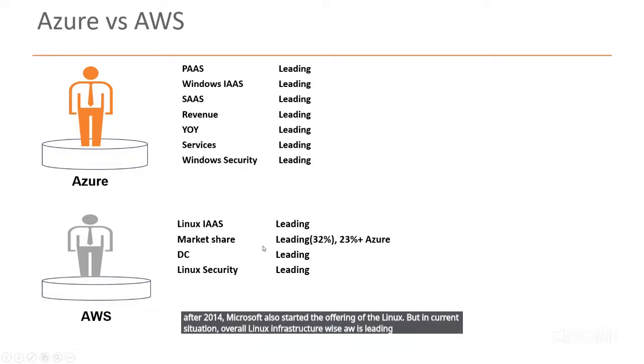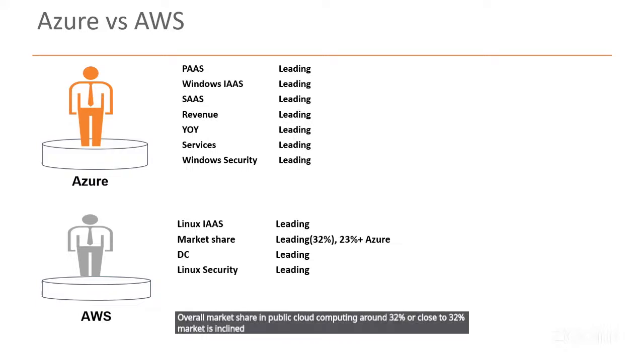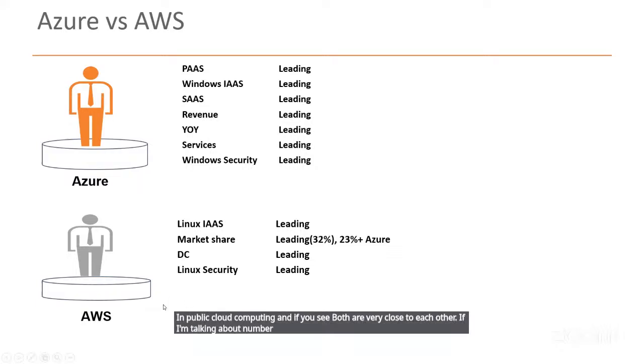Overall market share in public cloud computing, around 32% or close to 32% of the market is inclined toward AWS, and nowadays in this year 2025, 25+% of the market is inclined toward Azure in public cloud computing. And if you see, both are very close to each other. If I'm talking about the number of data centers, in the current year AWS is offering more data centers. Linux security-wise, they're leading.